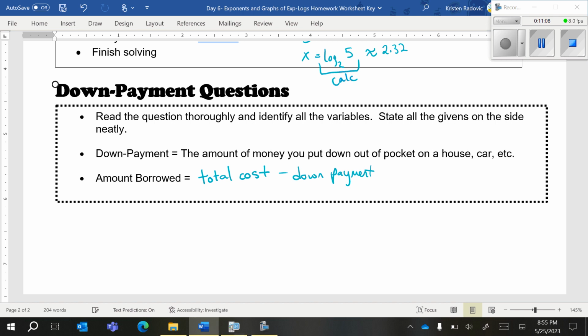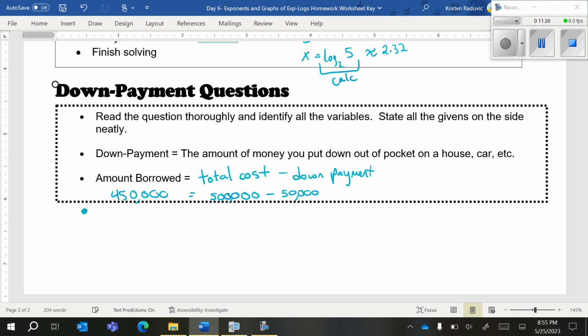So for example, if your total cost of the home was $500,000 and you're putting a down payment of $50,000, then the amount borrowed from the bank is $450,000 for your loan. So you do need to know how to get that.